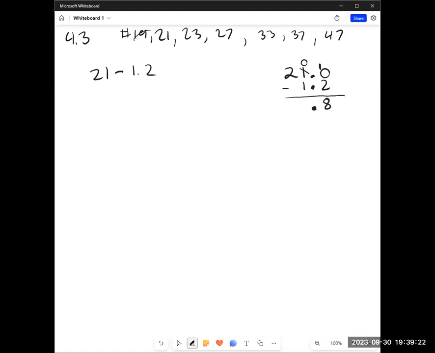Bring down the decimal point. I can't take 1 away from 0, so I'm going to borrow a 10 and make 10 ones in the ones column, and 10 minus 1 is going to be 9. Just bring down this 1. 1 minus 0 is 1, and we end up with 19 and 8/10.